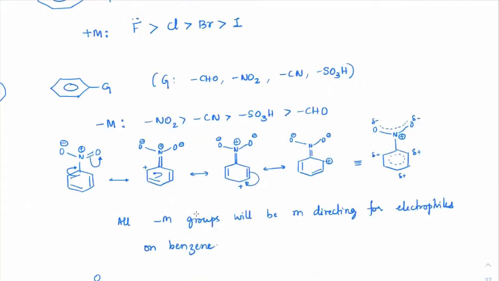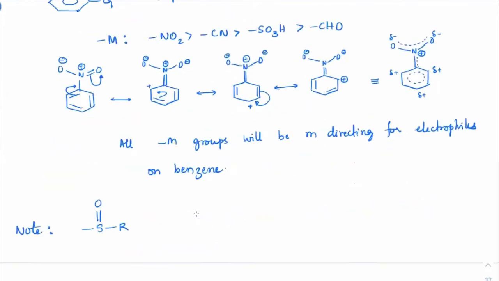Understood? Here there is a resonance always happening, right? That I have not written. O minus to O always be resonance, right? Got it? Even if benzene is not there, NO2 will always have this resonance happening. Clear? That's why I have written it. Clear? There is a line also. Yeah, there is a line there.